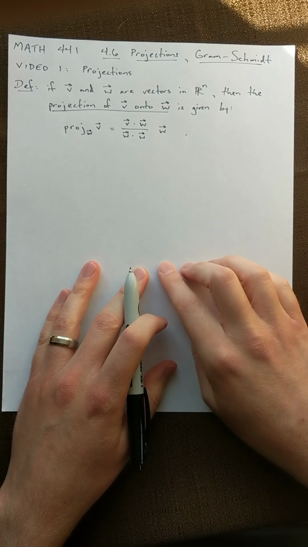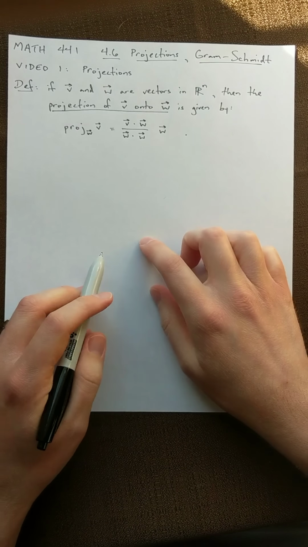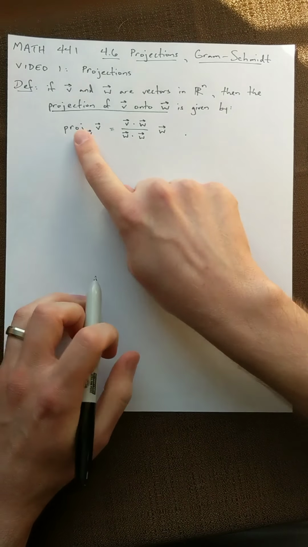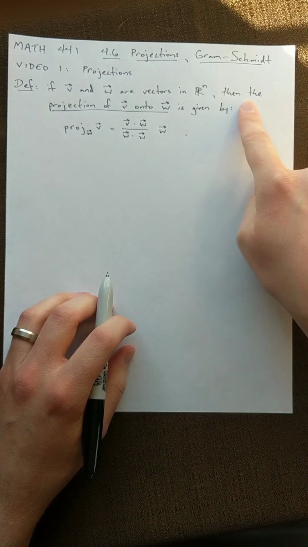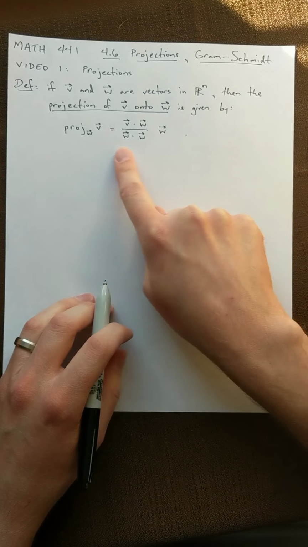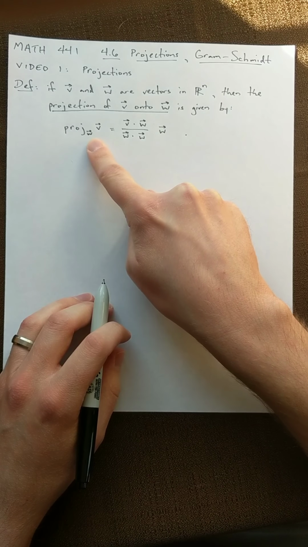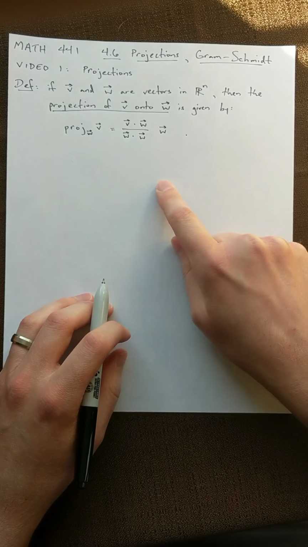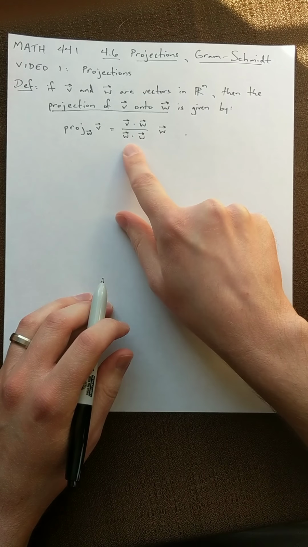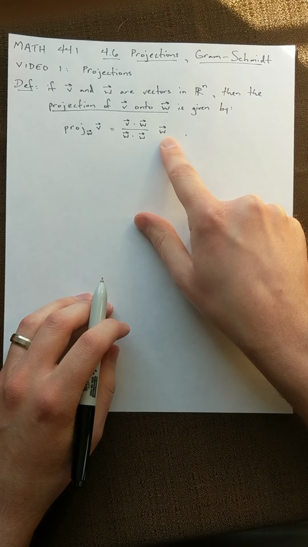Okay, in this video, we're just going to remind ourselves of some notation from Calc 3 dealing with projection. So if v and w are vectors in R^n, then the projection of v onto w is given by projection of v onto w. So the one that's onto is on the bottom. V dot product w divided by w dot product w multiplied by w.